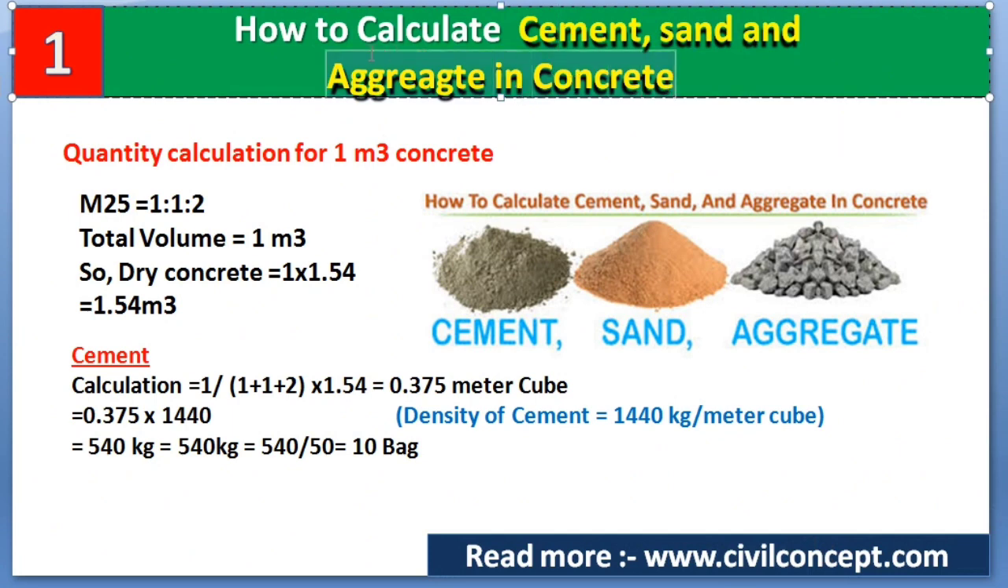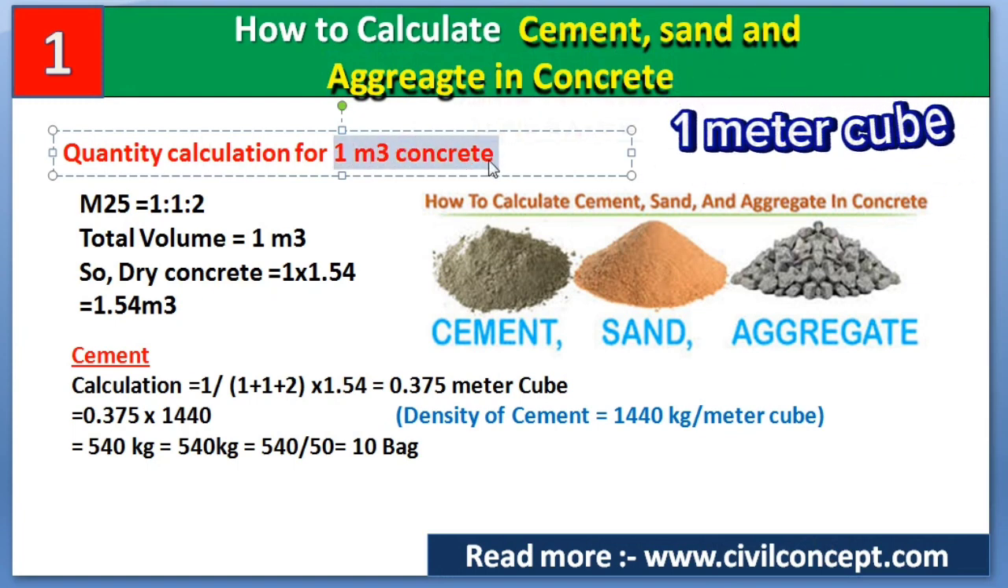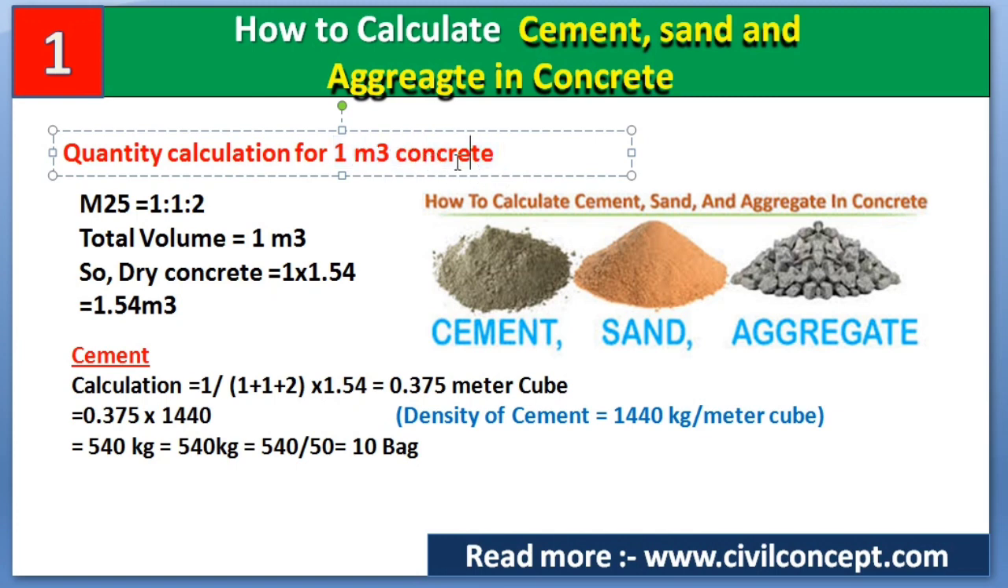In this video I will show you how to calculate cement, sand and aggregate for concrete. Here I will show you how to calculate the quantity of cement, sand and aggregate for 1 meter cube of concrete. If you can calculate it for 1 meter cube of concrete, then you will also be able to calculate the quantity for 5 meter cube, 10 meter cube and so on.